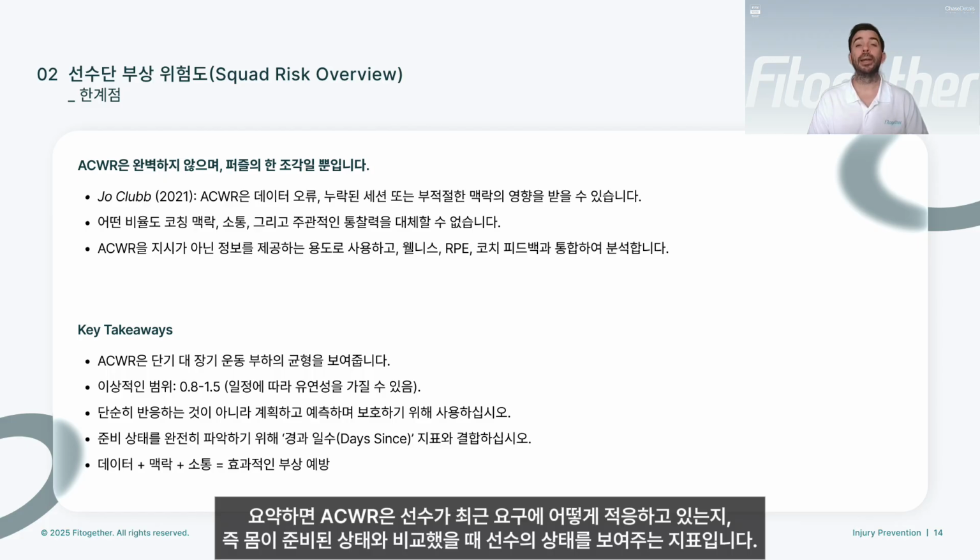To summarize, the acute-chronic workload ratio helps us see how players are coping with recent demands compared to what their body is conditioned for.